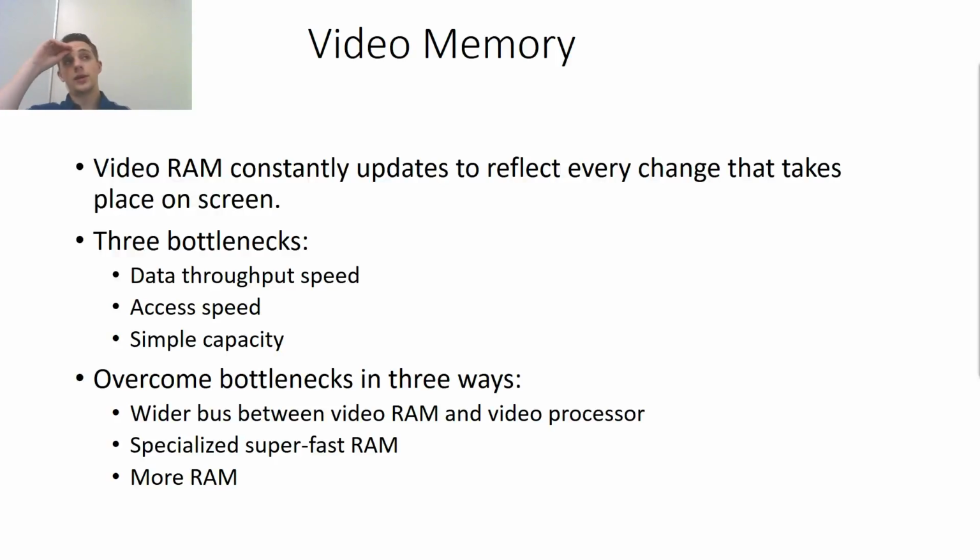The three bottlenecks with the VRAM: data throughput, access speed, and simple capacity. So you can overcome them by having more RAM on your video card, which you can't upgrade, but you can buy a card that has a lot of RAM. And they've been really good about upgrading these by now, so not so much a problem anymore.